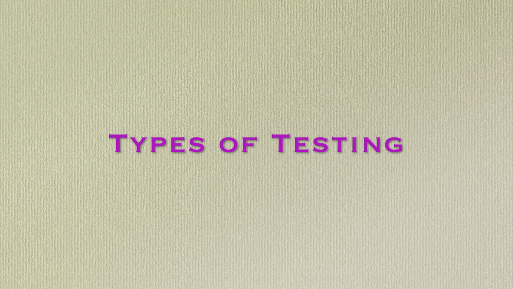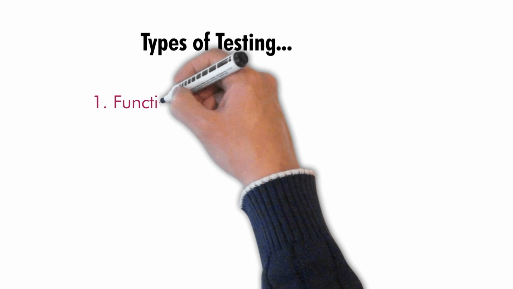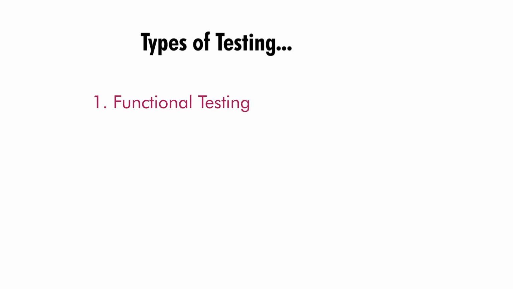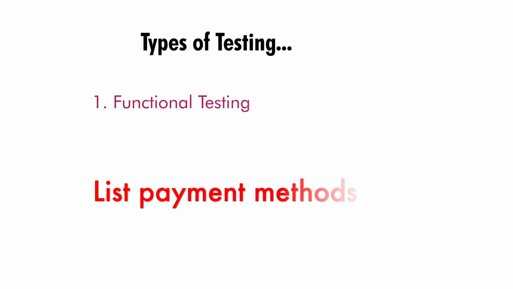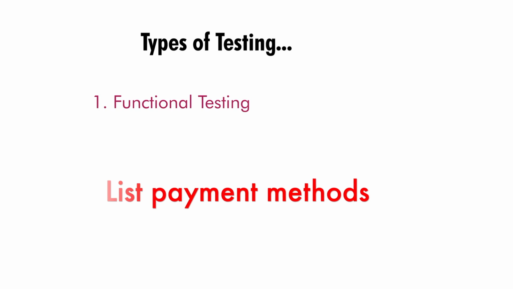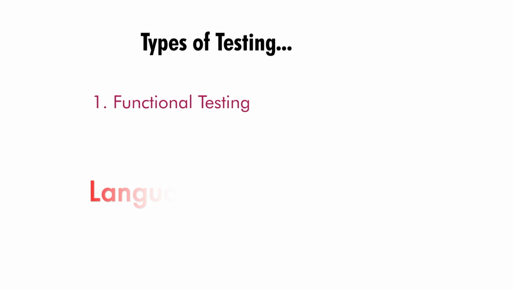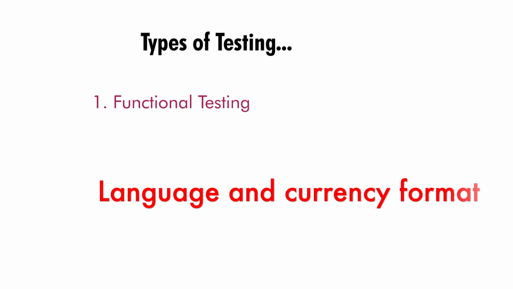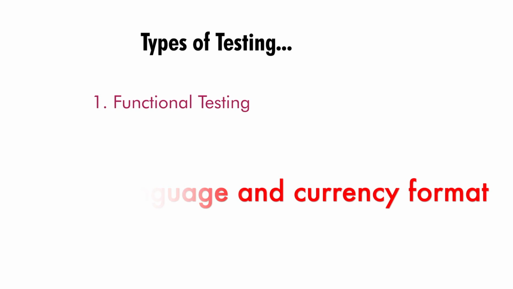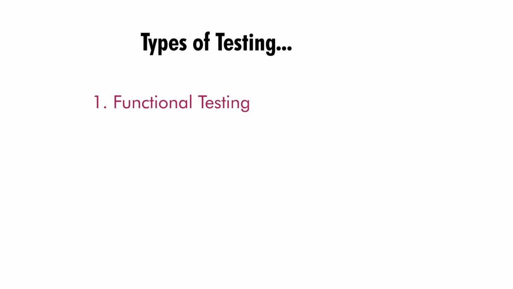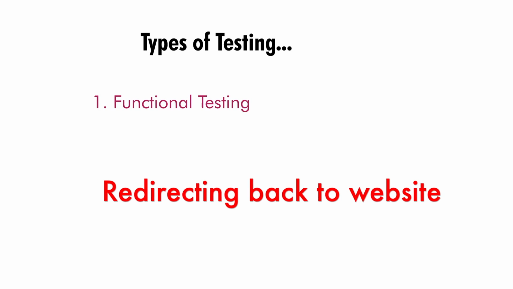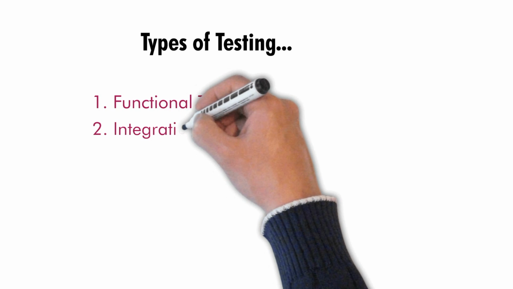Which types of testing can be done on payment gateways? Functional testing. While testing the integration of a payment gateway, testing its functionality should be the top priority. While checking the functionality, consider these points. Display and working of all listed payment methods like cards, net banking, etc. Language and currency format. Notification after an unsuccessful transaction via message or email for both customer and merchant. Notification after a successful transaction via message or email for both customer and merchant. Redirecting customers back to the website after checkout and confirmation of the payment.